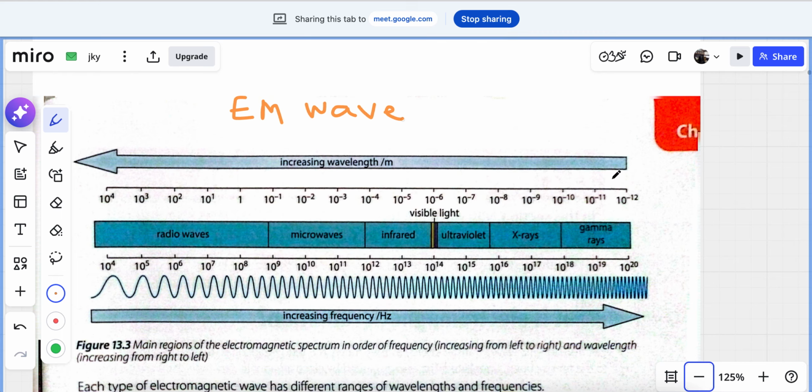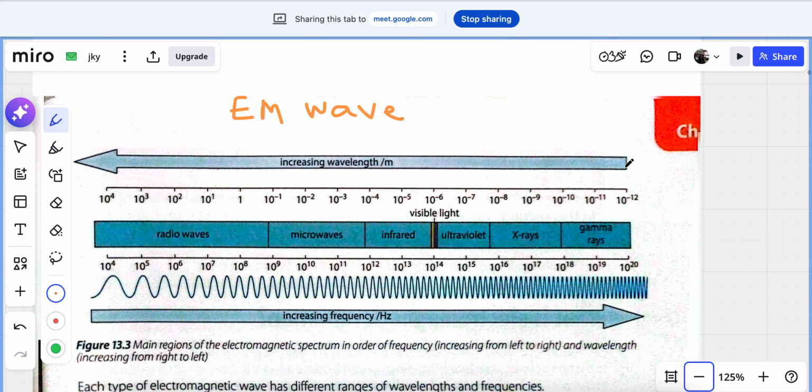Now, on the other hand, the wavelength decreases when you are going from radio wave to gamma ray. Or you can say it alternatively, the wavelength increases when you move backward from gamma ray to radio wave, meaning the radio waves have a bigger wavelength compared to the gamma ray. So wavelength is, in this case, the opposite of the frequency. If you are going from left to right, from radio wave to gamma ray, the wavelength decreases.